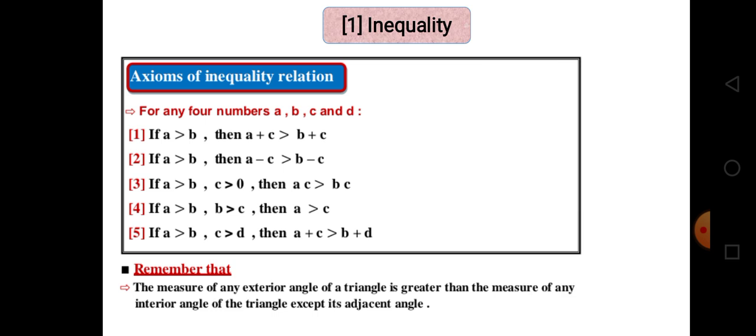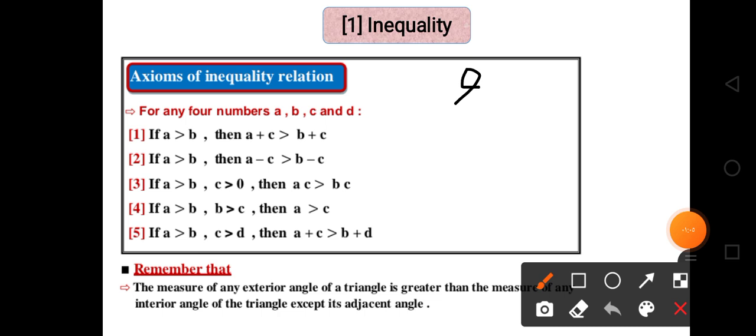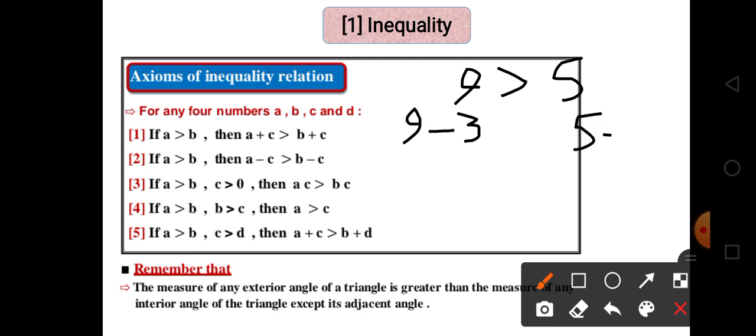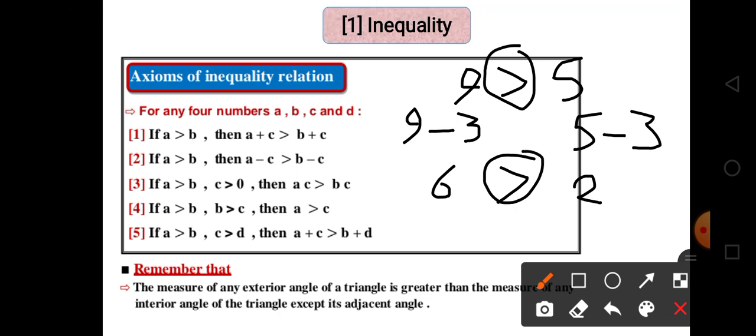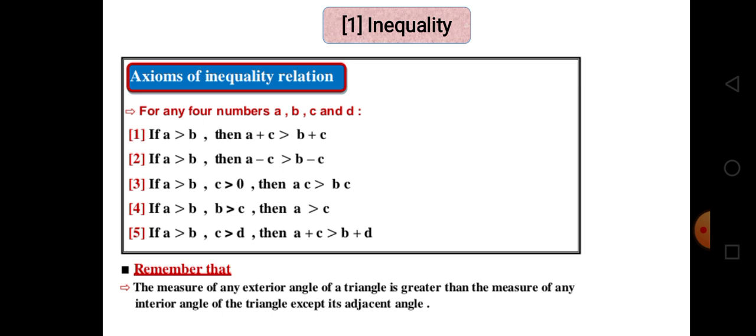Okay. Number 2, if A greater than B, then A minus C greater than B minus C. For example, 9 greater than 5. If we subtract 3 from both sides, so we will get 9 minus 3, 5 minus 3. 9 minus 3 equals 6. 5 minus 3 equals 2. 6 still greater than 2. Here greater than and here greater than. So if A greater than B, then A minus C greater than B minus C.